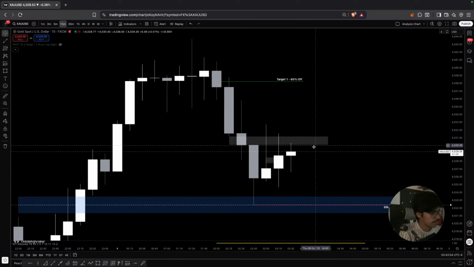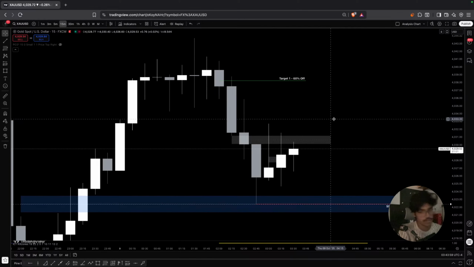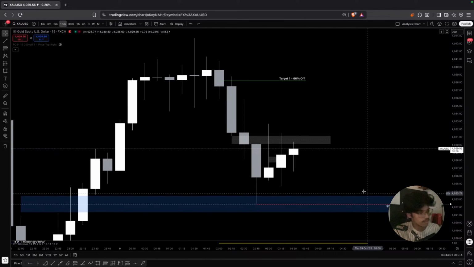1 minute is there before this particular 15-minute candle closes. We'll wait for this candle to close above this point. Then we'll look for buys. Otherwise, we'll have to wait for this low to be taken out.